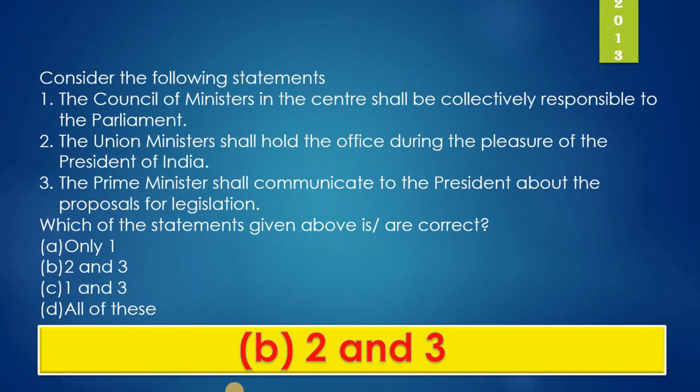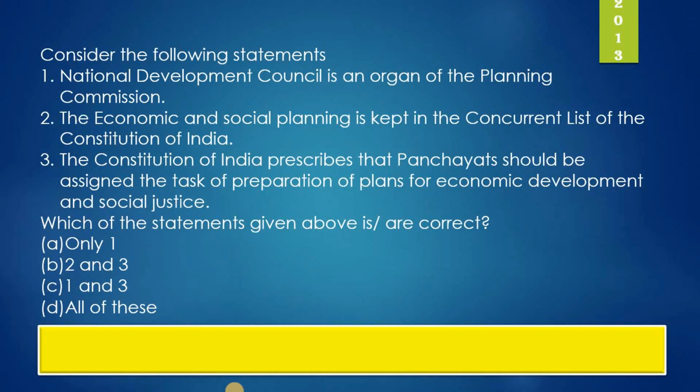The first statement is incorrect. According to Article 75, Clause 3 of the Constitution, the Council of Ministers is collectively responsible to the Lok Sabha and not the Parliament. Okay, so that's why it's incorrect. Next question. Consider the following statements.